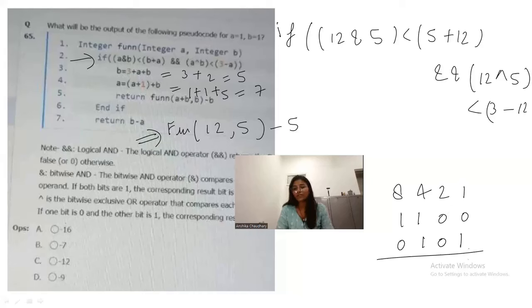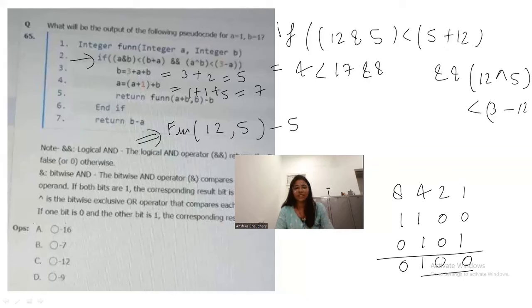So here 0 and 1. So this will return us 0, 0, 0, 0, 1, 1, 1, 0, 0, 1, 0. So what is it actually? It is 4. So 4 is less than 12 plus 5, that means 17. And 12 XOR 5. So let's find out the 12 XOR 5.